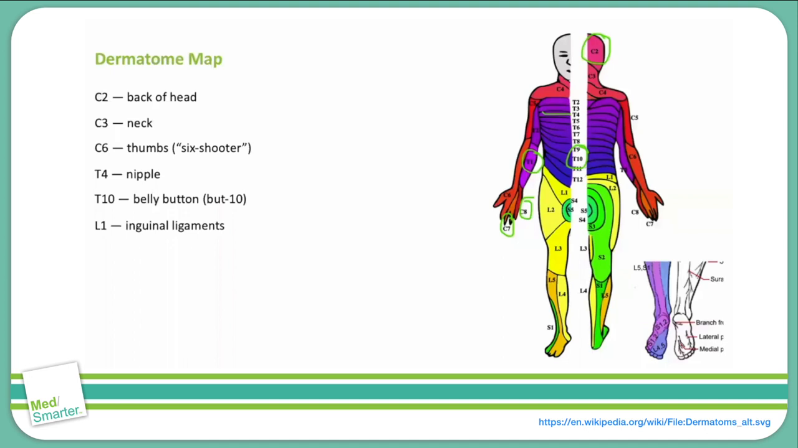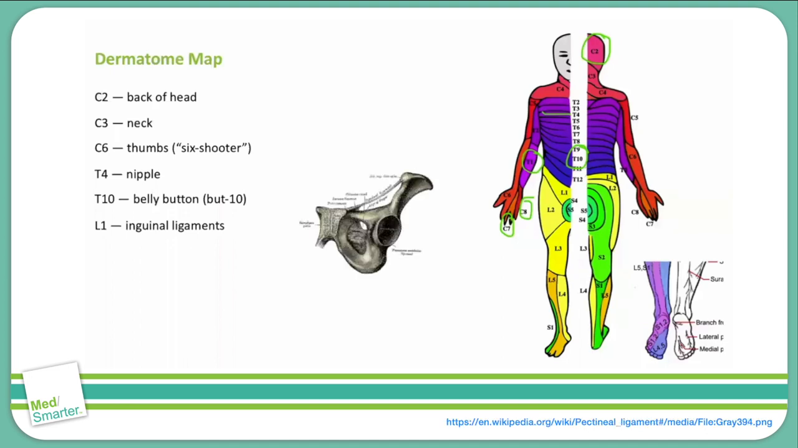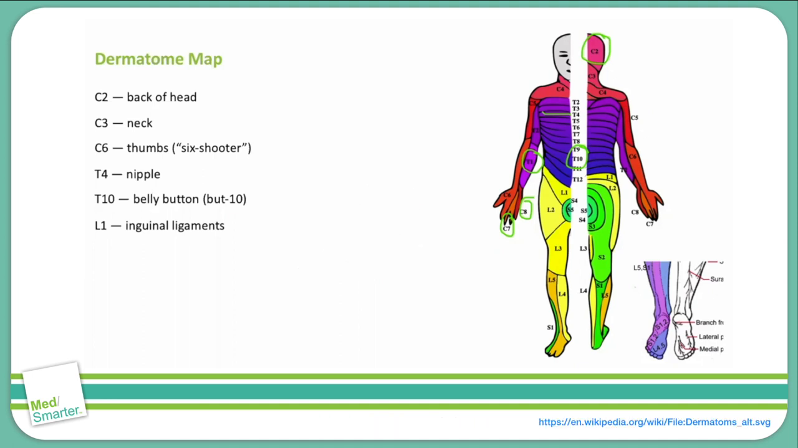If you're not familiar with the inguinal ligaments, that's the ligament that runs between the anterior superior iliac spine and the pubic tubercle. It's quite thick, and you can usually feel it on yourself or on a patient. It kind of divides the torso from the legs. And that's the ligament that runs right under the L1 dermatome. Down a little more, we have L4, which is around the area of the knees and the lower portion of the leg. S3 through S5 encompass the sensation to the genitals and the anus.